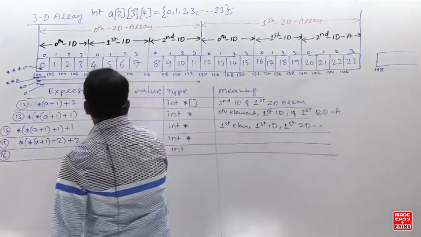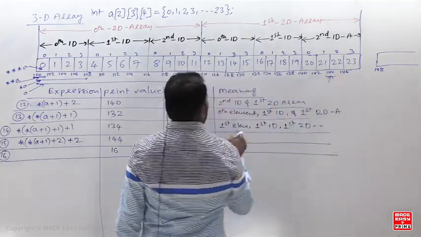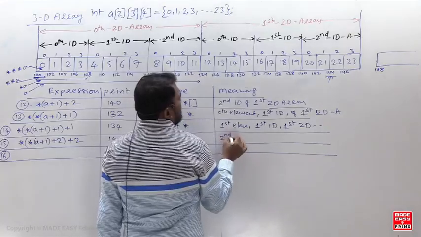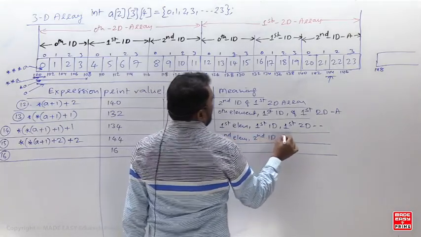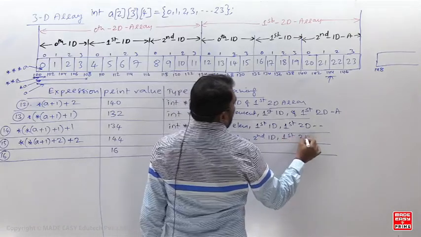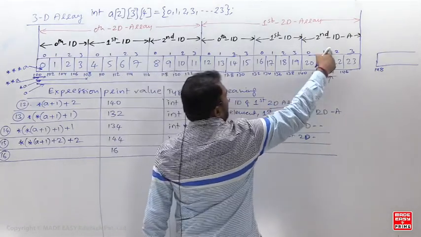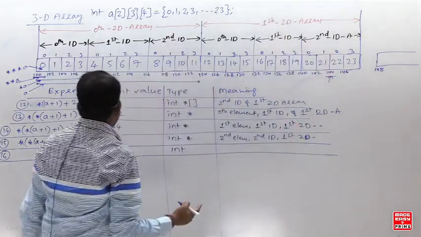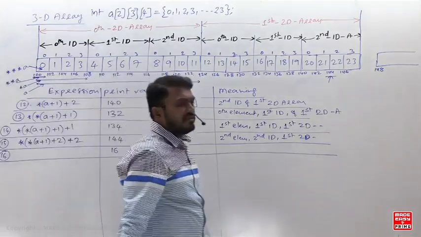Okay, for 15, what was the meaning? For 15 it was 144 here, right. What was the meaning of 15? Tell me. It is the base address of the second element of the second 1D array of the first 2D array. That was the 15th expression. Okay, 16th: tell me what is the expression?